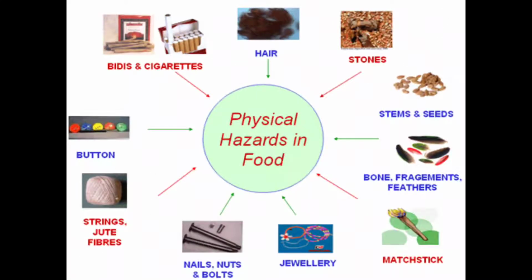In this slide we will see the physical hazards in food. It may be a stone, hair, jewelry, or plastic. Here are some listed physical hazards which may cause deterioration of the food, or if they come in contact with the food, they will cause an adverse effect to the body. So we have to remove these physical hazards in step number 1.